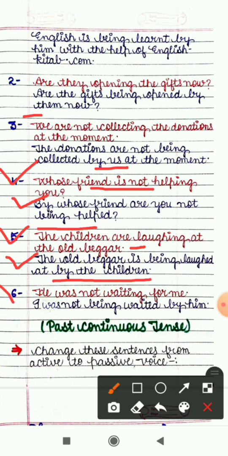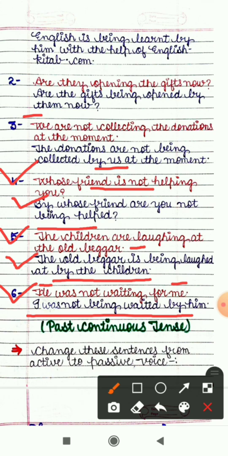Sixth sentence is: He was not waiting for me. Subject is he and object is me. So that means our new subject will be me, and the subjective case of me will be I. With I, we will use "was." I was not being waited for by him. Him is the objective case of he.